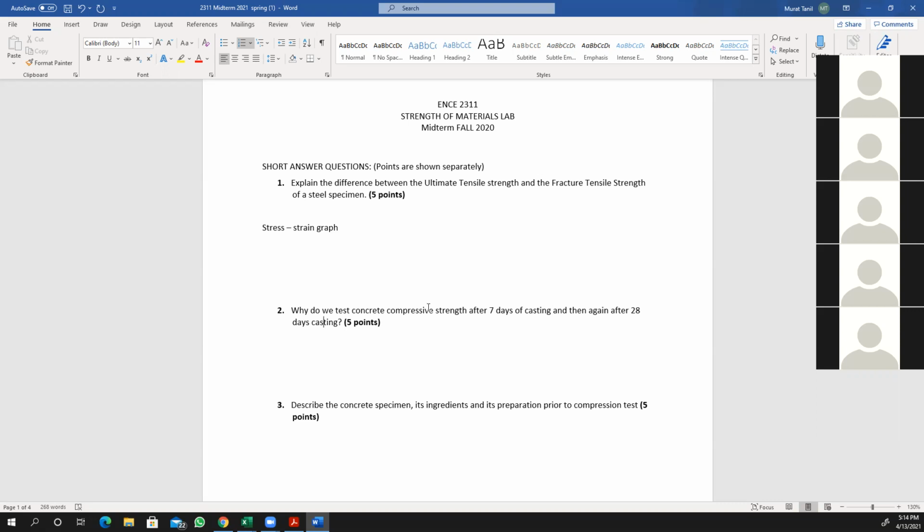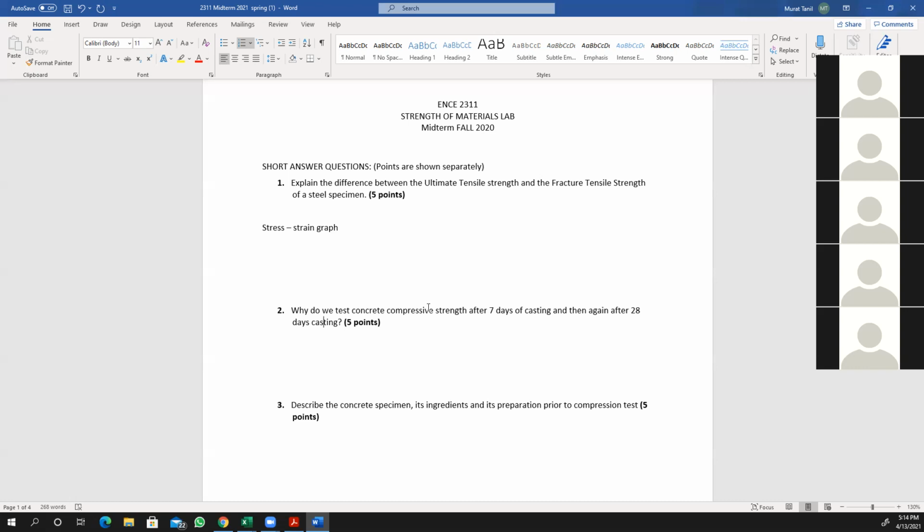Basically, to wrap up what you say, thank you, by the way: at 7 days you reach about 65 to 70% of your overall 28-day strength. And this is the regular procedure, 7 days and 28 days. This is what is being done in the concrete lab.